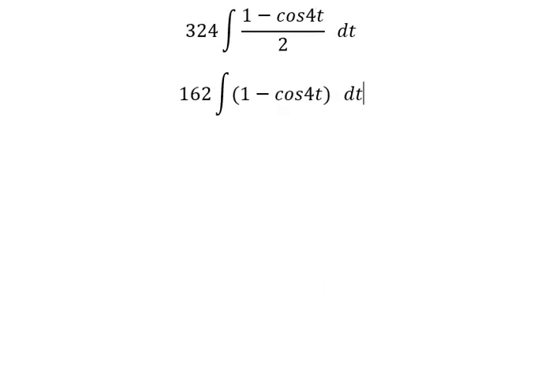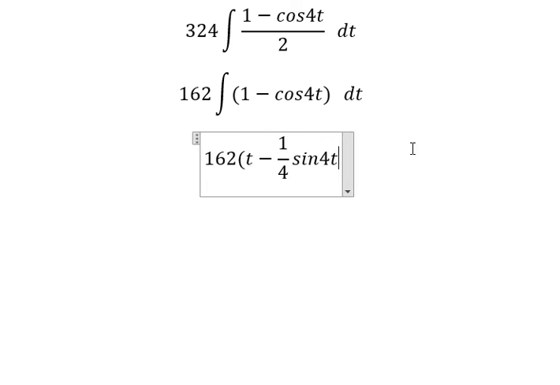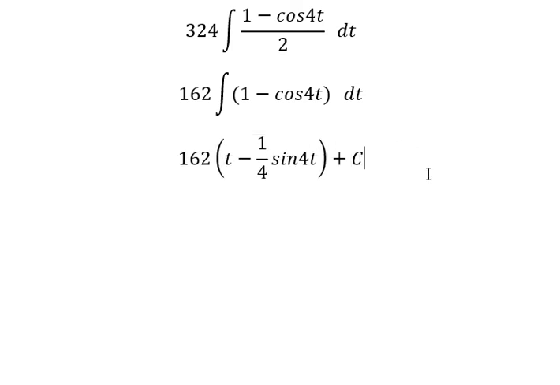And now we have the final answer. The integration of 1, you get t. The integration of cosine 4t, you get 1 over 4 sin 4t. And we put c.